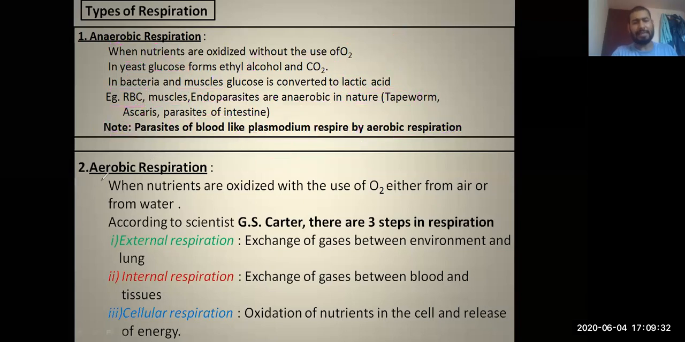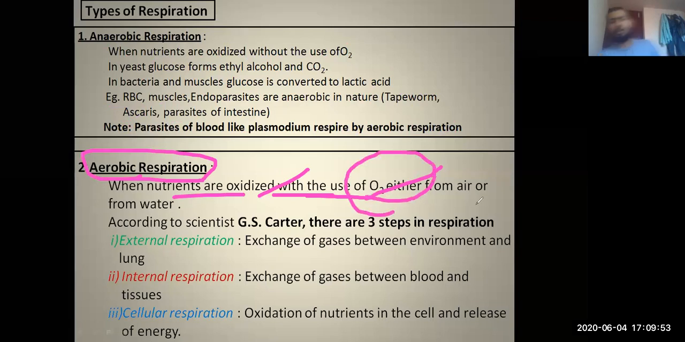Now we will see the second type of respiration, that is called aerobic respiration. Here in aerobic respiration there is a need for oxygen, and the nutrients are completely oxidized. Complete oxidation takes place. The nutrients are oxidized with the use of oxygen, and that oxygen may be obtained from air or from water. So this is aerobic respiration.